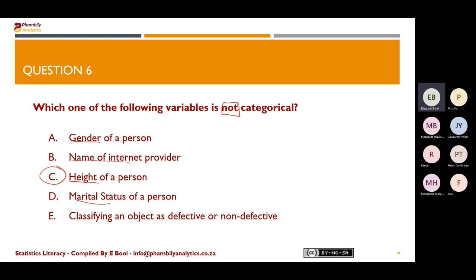Marital status, whether you are married, single, widowed, can be placed into a category. Classifying an object as defective or non-defective, there are two outcomes, two labels. Those can be classified.